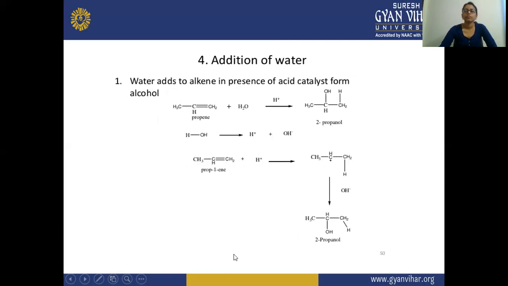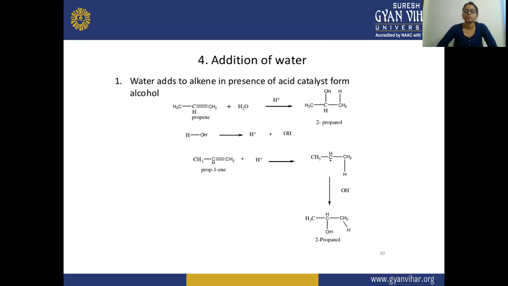Next is the reaction of addition of water. So in this addition of water, the water added to alkene in the presence of an acid catalyst forms alcohol. So here the water molecule is added to the propene. In the presence of an acid catalyst, there is a formation of 2-propanol. So here you can see water will undergo fission, and H positive and OH negative will be formed. This H positive will attack the negative portion of the carbon, and OH will attack the positive portion of the carbon.